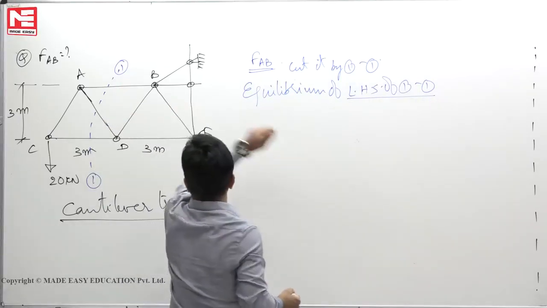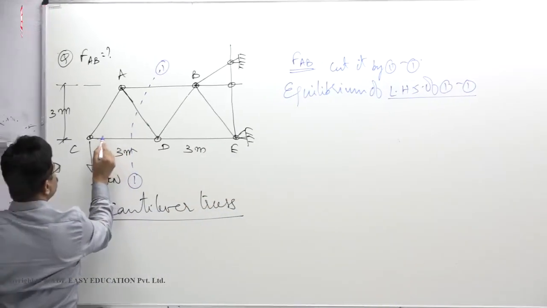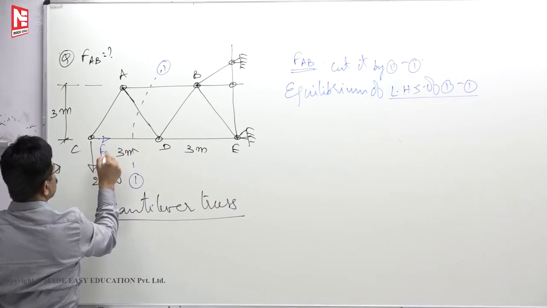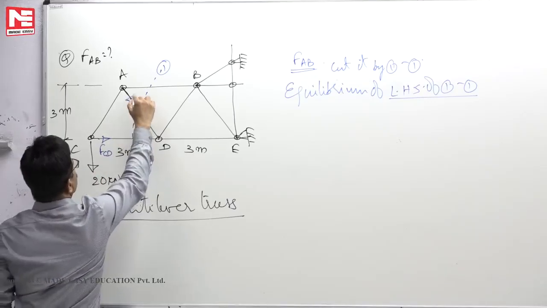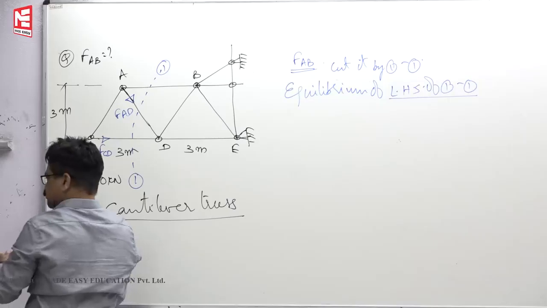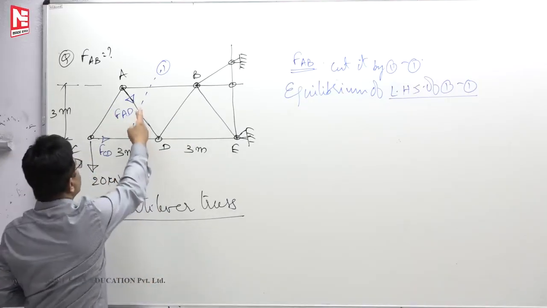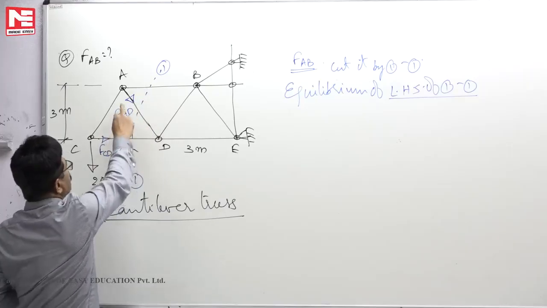Cut here, throw this piece out, only LHS. These arrows, whatever way you want, you can put it. Force in the member CD, force in the member AD. How you keep these two arrows, it doesn't matter at all. But for AB we will put the correct arrow mark.